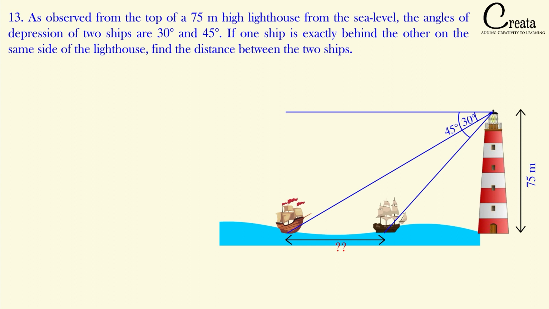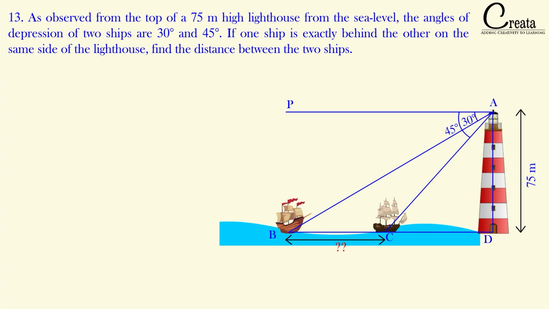Okay, so let's approach the question. Let's give names to the various points as A, B, C, D and P. AD is the height of the lighthouse, which is given as 75 meters. Point C is the position of the first ship and point B is the position of the second ship. Here you are able to observe two triangles, triangle ABD and triangle ACD. In these triangles we do not know the trigonometric angle. So with the help of transversals and parallel lines, we will find the trigonometric angles for both the triangles.